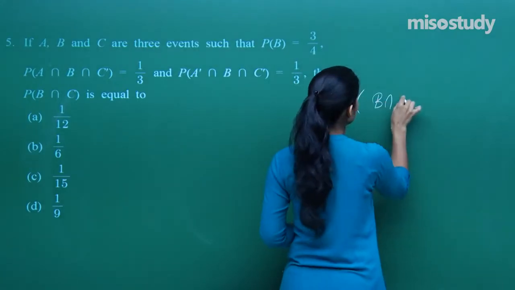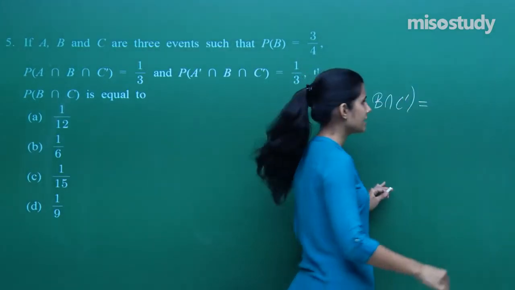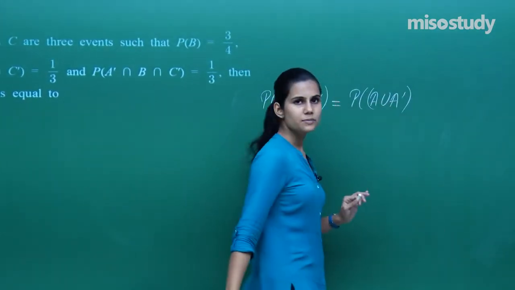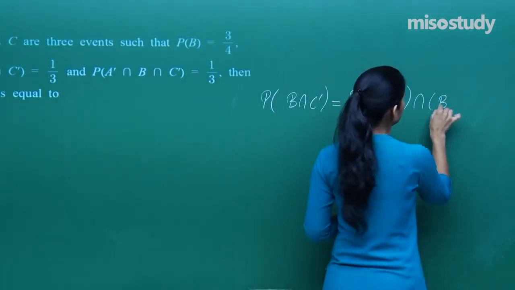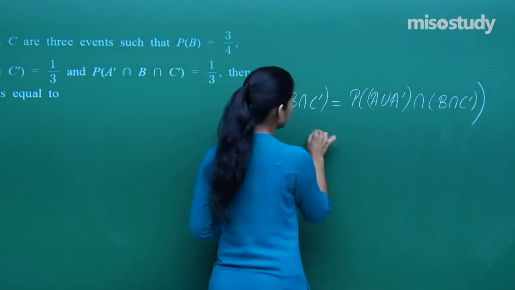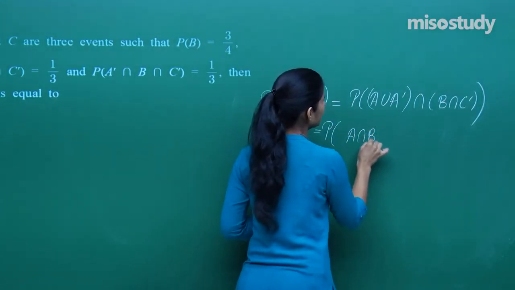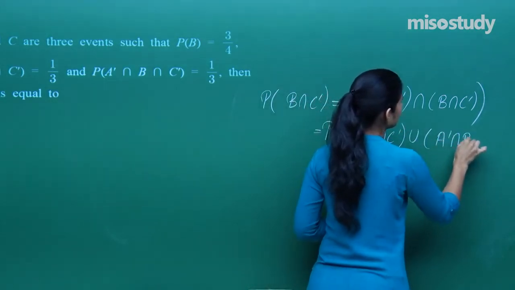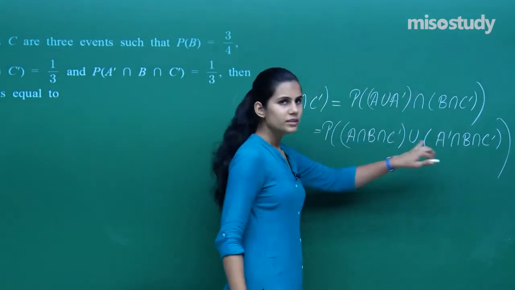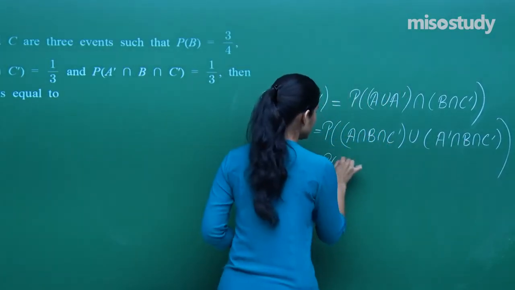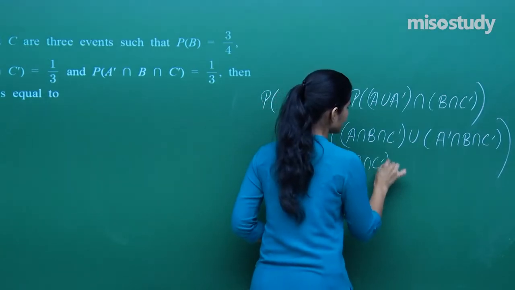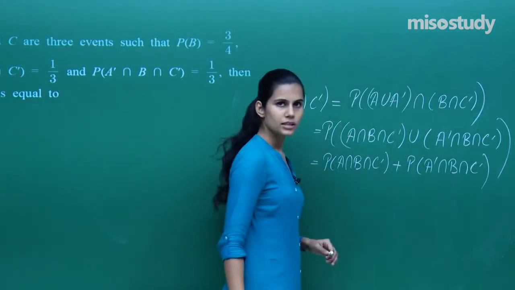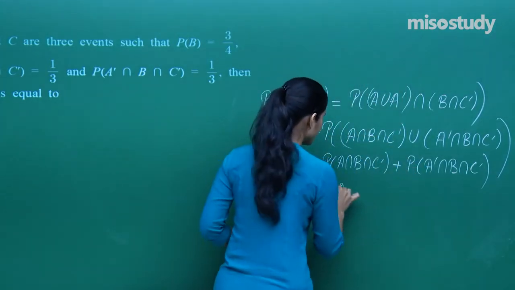Okay, so B intersection C dash, if I talk about, how can I write this? B intersection C dash can be written as probability of A union A dash, this is my universal set, intersection B intersection C dash. I can write this as A intersection B intersection C dash union A dash intersection B intersection C dash. Both these are independent events, so I can write this as probability of A intersection B intersection C dash plus probability of A dash intersection B intersection C dash. This is given as 1 by 3, this is given as 1 by 3, so you get 2 by 3 as the probability.